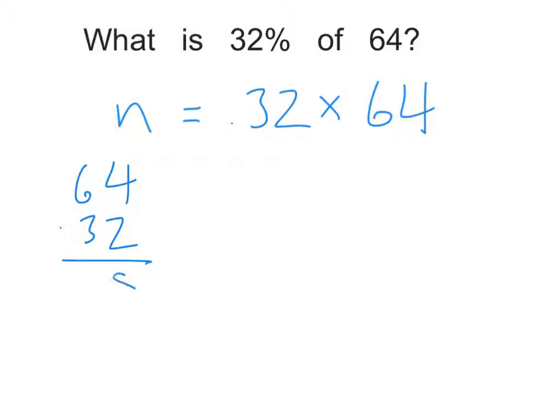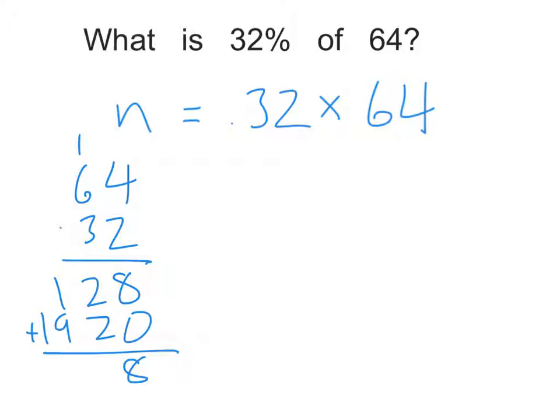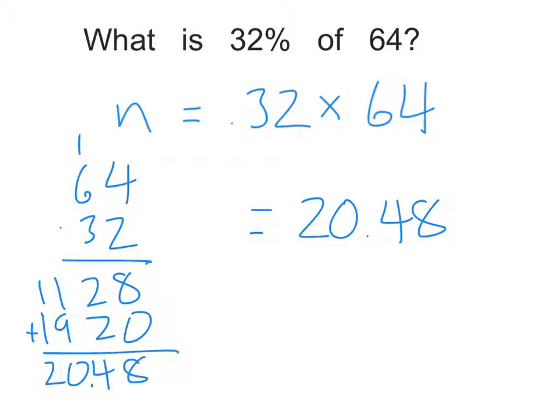So we can multiply those, 64 and 0.32. 2 times 4 is 8, 2 times 6 is 12, 3 times 4 is 12, 3 times 6 is 18, 19. And then we'll add the result to get 8, 4, 10, and 2. Since our factors have a total of 2 decimal places, our answer should have 2 decimal places. So it looks like 20.48 is 32% of 64.